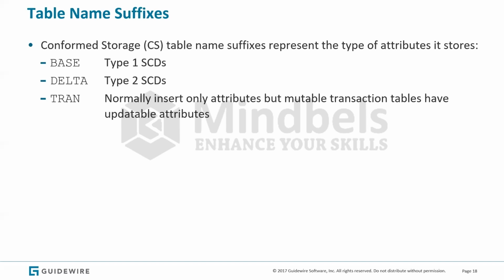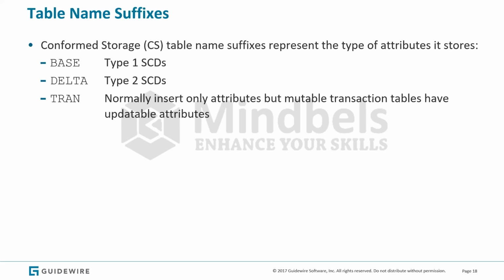So these are the base, delta and transaction tables. Base is SCD type 1, delta is SCD type 2. Normally, transactions are mutable and updatable. So this holds the data of the transactions for all the premiums paid and all those transactions that we do. Primarily the delta is maintained for the dimension tables. We can say SCD type 2 for delta.